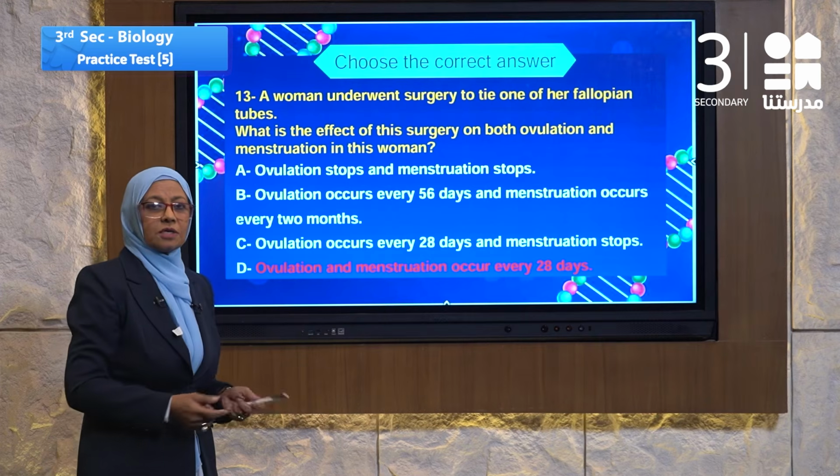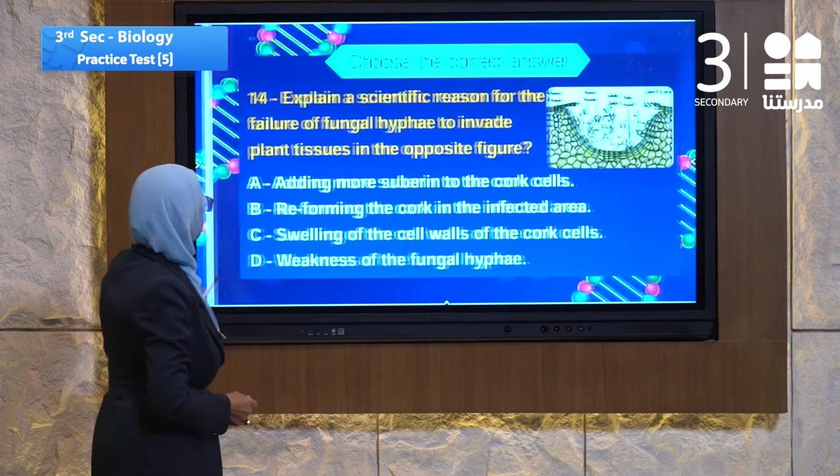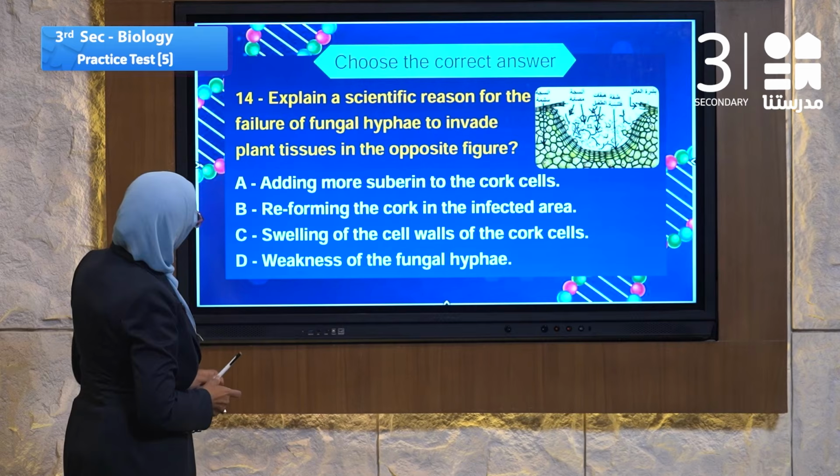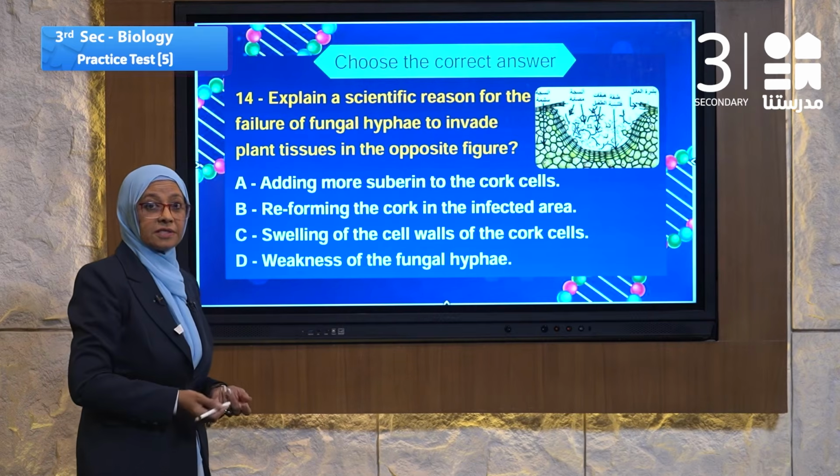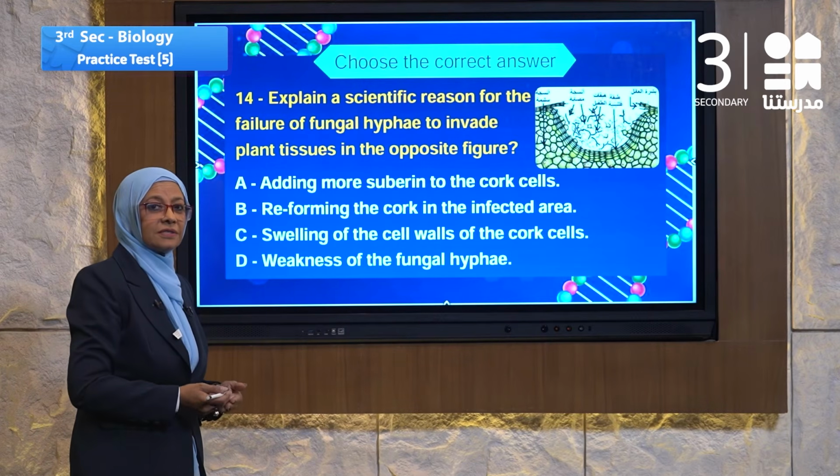Let's go to question number 14. Question number 14 speaks about immunity. Yes, immunity here. Let's read the question and then answer.